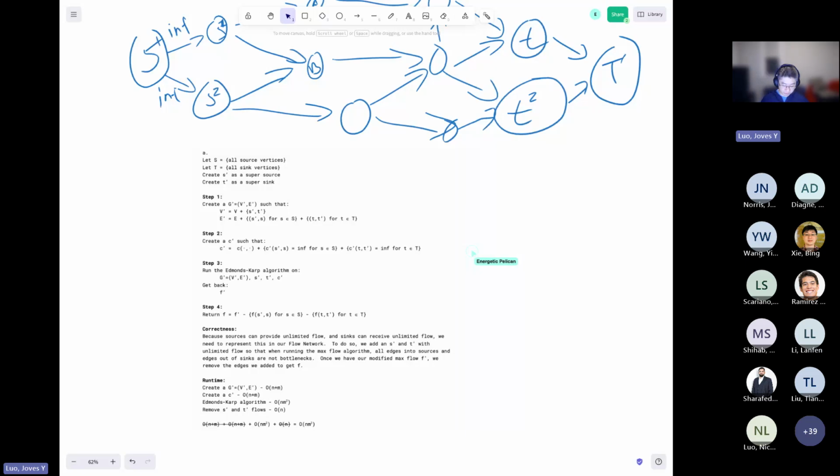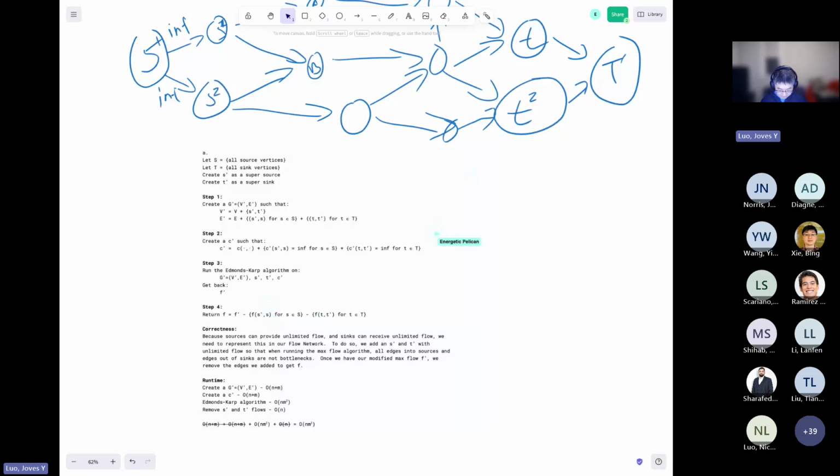So what we're going to do is remove all the flow that has to do with the super source to all the sources and the super sink to all the sinks, right? So we just remove all the additional flows that we created by creating the super source and super sink, and then our flow is just whatever remains. And so the correctness is that because sources can provide unlimited flow and sinks can receive unlimited flow, we need to represent this flow network. And so to do so, we add an S prime, T prime with unlimited flow, and then running the max flow algorithm, all edges into sources and edges out of sinks are not bottlenecks. So once we have our modified flow, max flow, remove the edges.